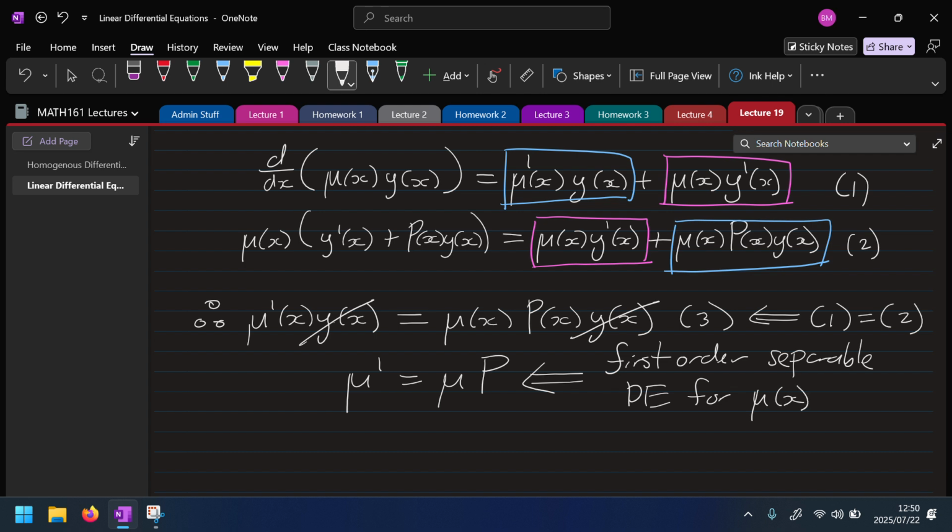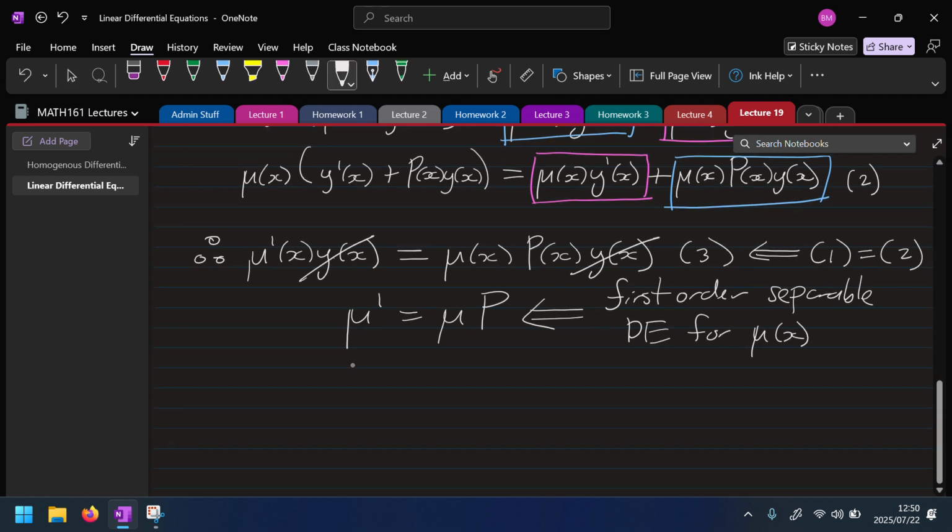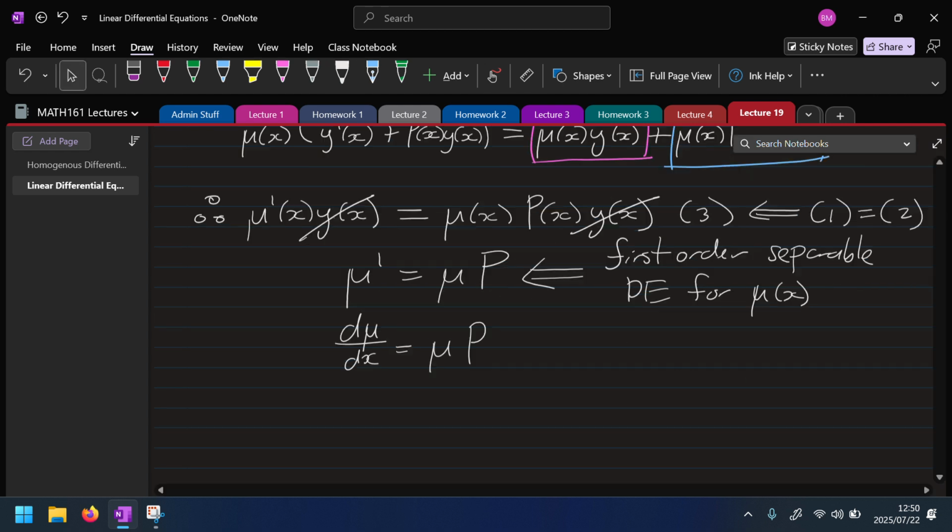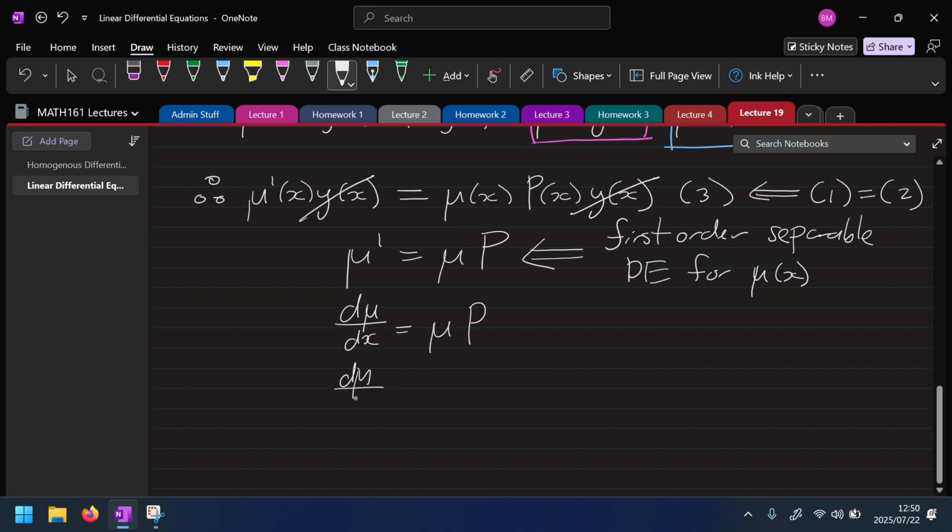Okay, so again, step 1 of the proof is to find this integrating factor. Step 2 is to show that it works for all of those equations. So we're almost done with step 1. So here we can write this as d mu by dx is equal to mu times p. Right, it's separable. We know what to do with those. We're going to take the mu to the one side. We're going to take the x to the other side. So we have d mu over mu is equal to p of x dx. Okay, and we're going to integrate both sides.